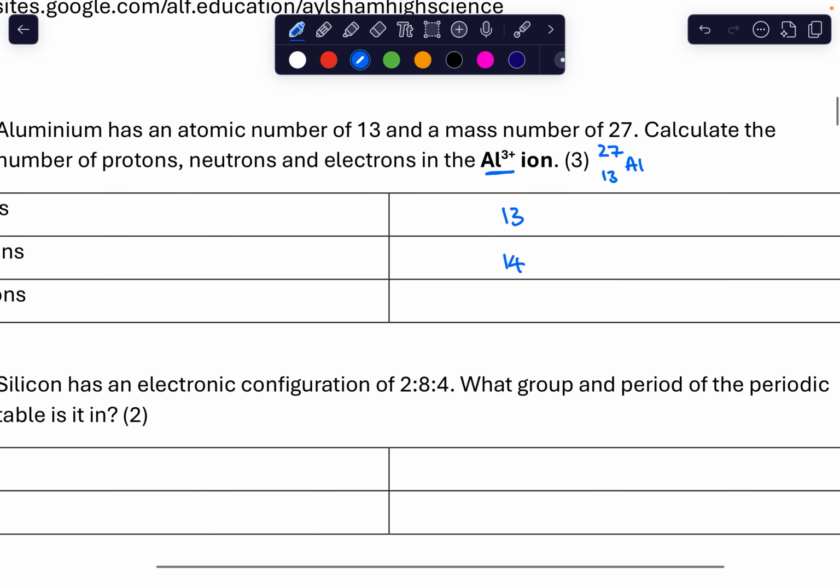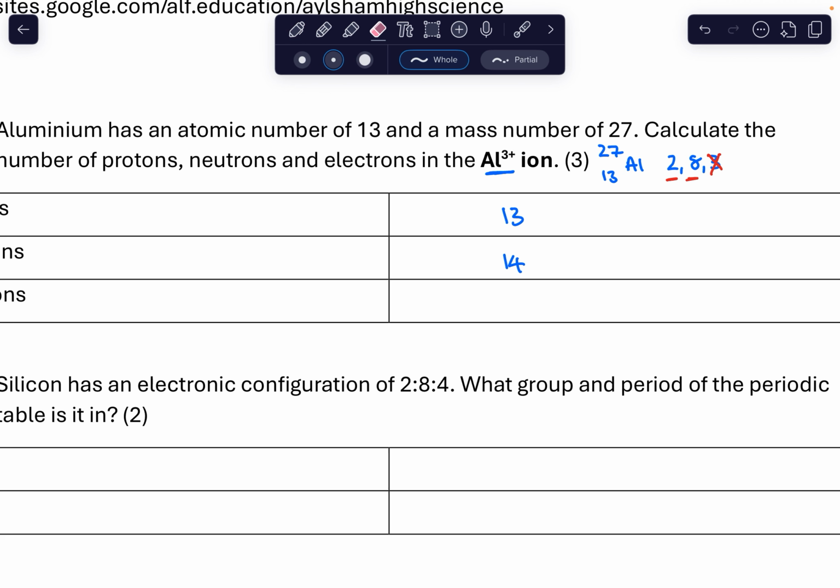So as an atom, it would have 13 electrons and they would be arranged as 2, 8, 3. But the 3 in the outer energy level means it's not stable. So it would lose those 3 electrons to become 2, 8, which is stable. When you lose electrons, electrons are negative, so you become positive. And because you lose 3, you become 3 plus. And therefore, you've got 2 and 8, 10 electrons left. So here, you're getting 1 mark for each of your answers.